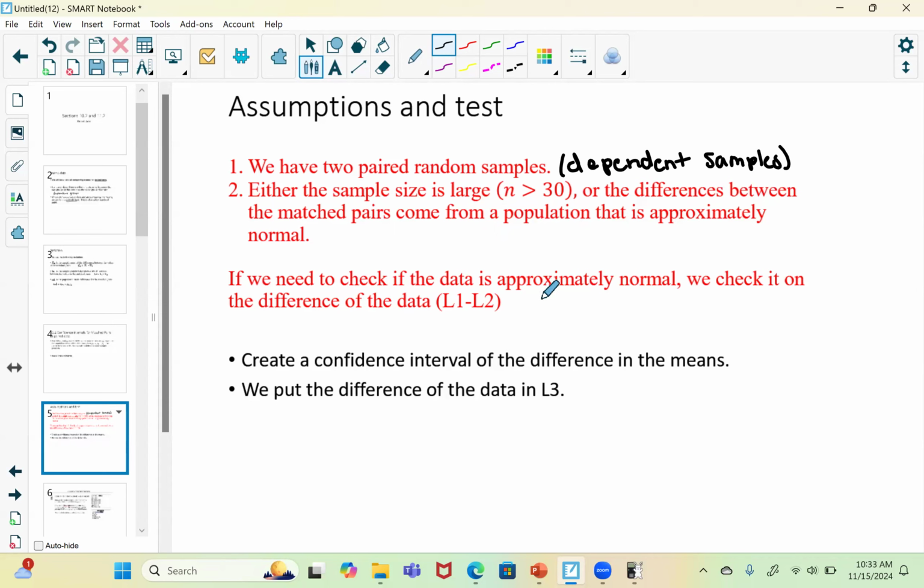So if we have the list for the first group and a list for the second group, what we will do is in our calculator, we'll find the difference and we'll put it in L3. So we'll do L3 is L1 minus L2, and we'll check that L3 is approximately normal. And then we're going to do, again, hypothesis tests and confidence intervals. We're going to start with confidence intervals, and we're going to look at the confidence interval for the difference in the means. And we put that difference in L3.